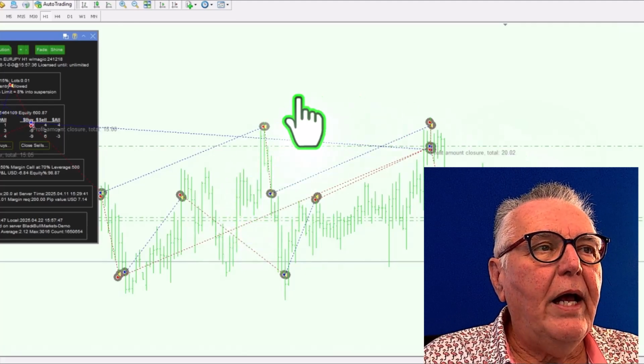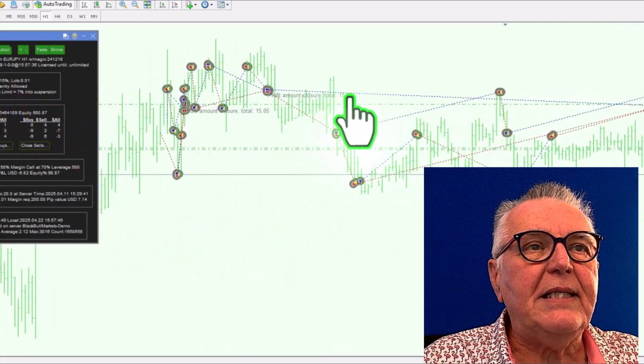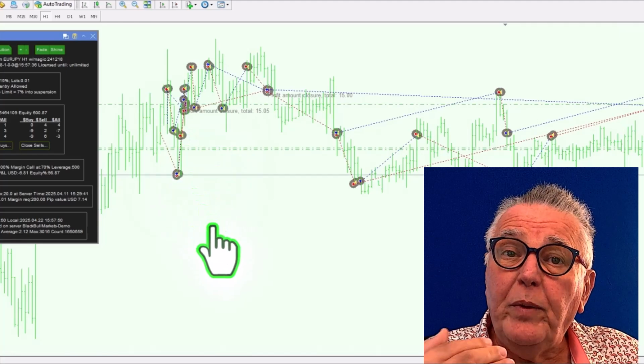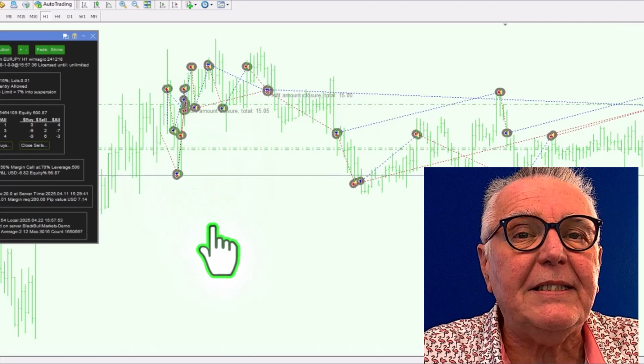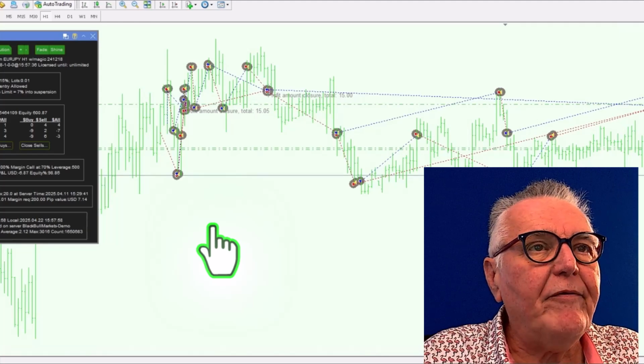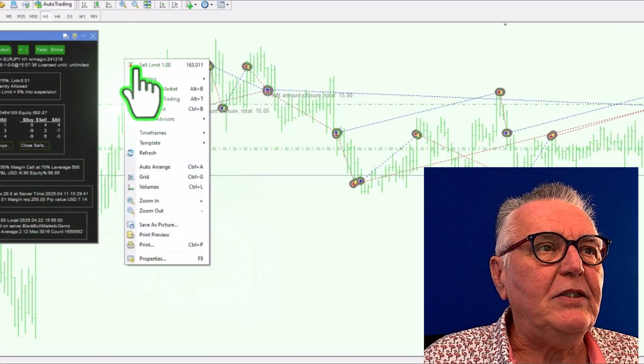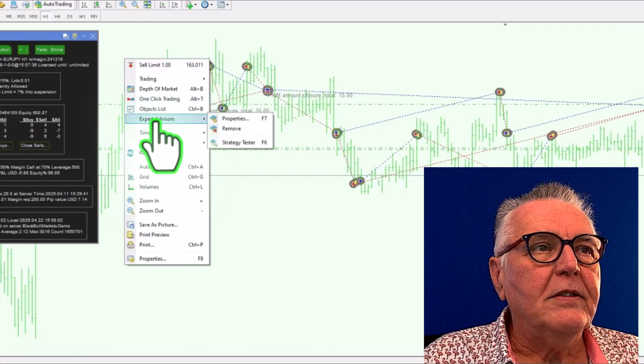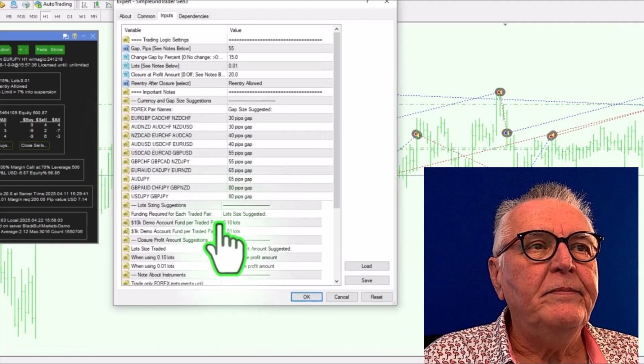And here's an example where it closed at $20. Now, as you can see, previously the setting was 15. So what we do is we update the settings. If we see we can make more profit, we update the settings. So the current settings are at $20. So it's a very simple EA.